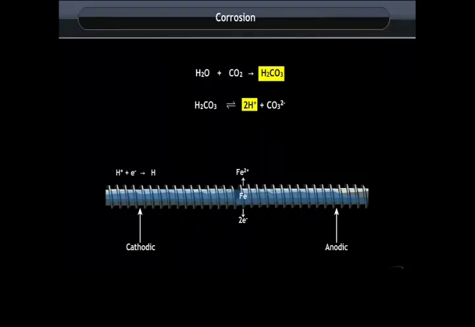At the cathodic region, H+ ions gain electrons to form hydrogen atoms. These hydrogen atoms react with oxygen atoms to form water. Thus in the overall reaction, iron is oxidized to ferrous ions. These ferrous ions react with oxygen to form ferrous oxide, which undergoes hydration to form hydrated ferric oxide. Hydrated ferric oxide is called rust.